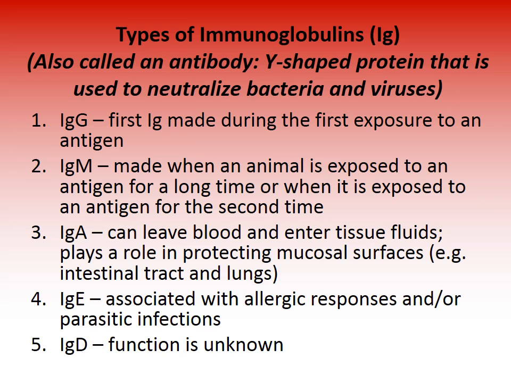IgA can leave the blood and enter tissue fluids, and they play a role in protecting mucosal surfaces, for example, the intestinal tract and the lungs. We have IgE, which is an antibody associated with allergic responses and or parasitic infections. And then we have IgD, which is an antibody whose function is unknown.